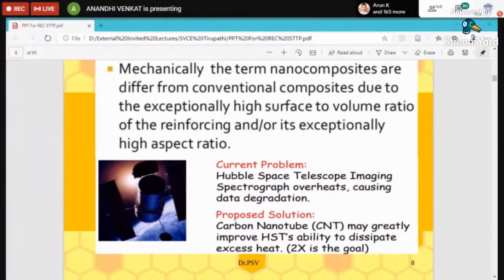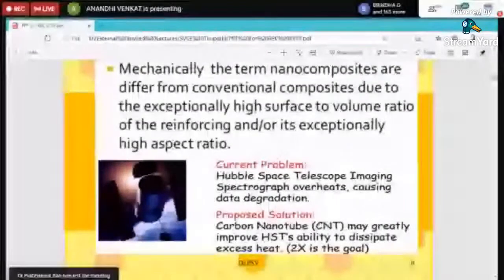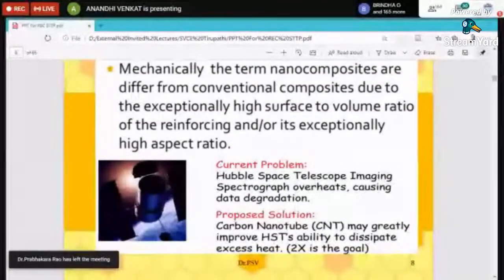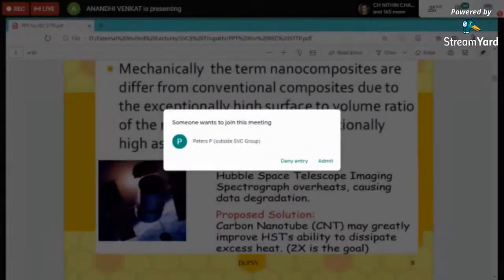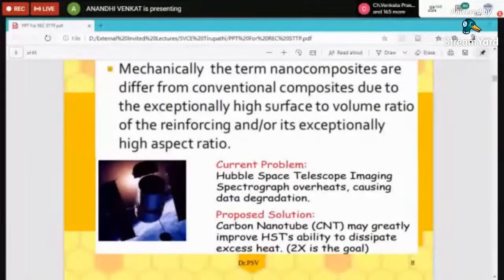So mechanically, the nanocomposites differ from conventional, normal composites, what we have seen in the previous two slides. In that, exceptionally high surface to volume ratio of the reinforcing and its exceptionally high aspect ratio is going to influence the functionality of the material. So that is very, very important. We must know what is the surface to volume ratio. How much is going to be incorporated in order to make a material? What is the volume of the material you are going to use? And what is going to have the influence on the surface area? This is going to give you the functionality or functional characteristics of the material.